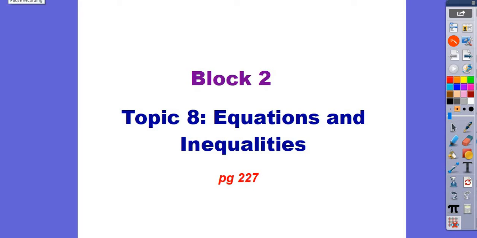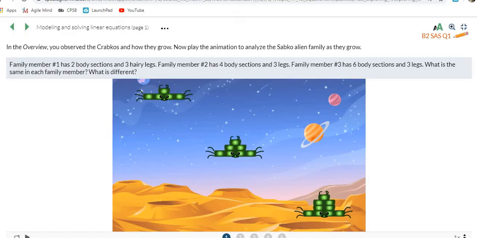Moving on to block 2 and topic 8 of equations and inequalities on page 227. Yesterday we looked at the Sadko family of alien invader people. Today we're going to look at the Sadko family of aliens. They look a little different but kind of the same.